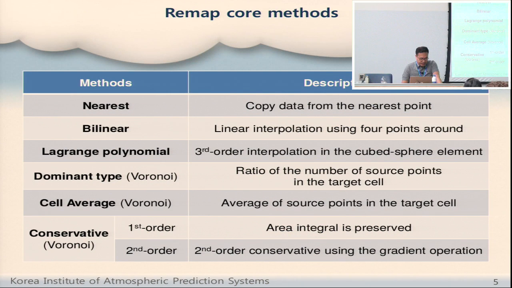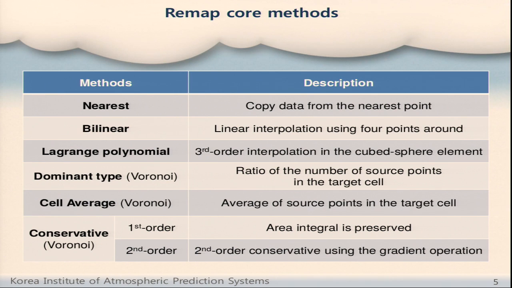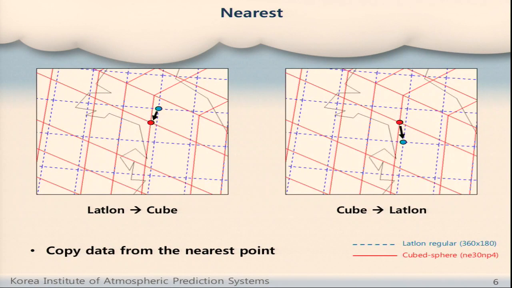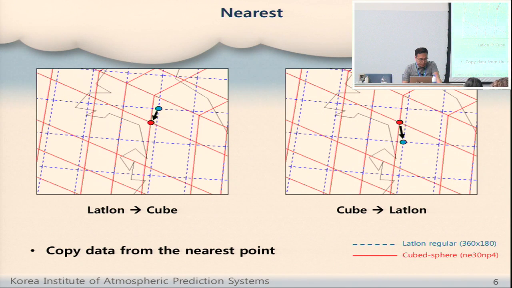Currently I use six remapping methods: nearest, bilinear, Lagrange polynomial, dominant type, set average, and conservative method. The nearest method is to find the source grid point closest to the target point, and then copy that value from the source to the target. The left picture shows the remapping from the blue grid to the red grid. So, copy the value of the nearest blue point to the red point.